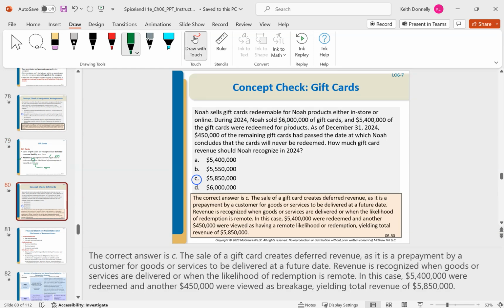So here's an example. It looks like during the period, people came in and used 5.4 of gift cards, and then 450 expired. I'll just say, we knew that 450 expired. How much revenue do we credit for the period? What's going to be the combo of those two things? You add them together there.